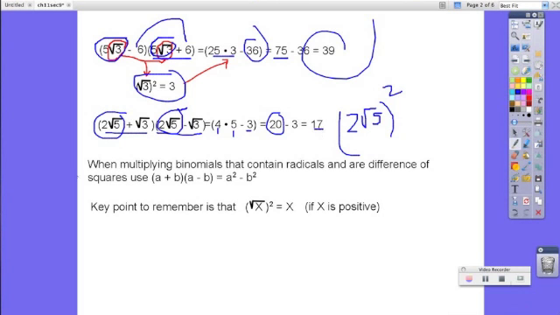When multiplying binomials that contain radicals and are differences of two squares, use this pattern. Key point to remember is this once again. Square root of x, quantity squared, is x. And we're going to assume that x is going to be positive.